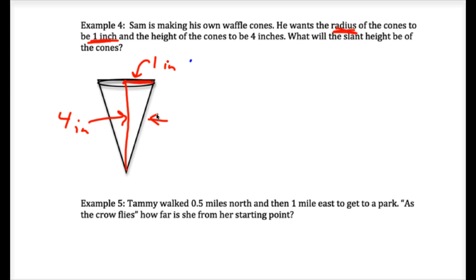Jackson, what variable do you want to call the slant height? C. Pretty smart because it is the hypotenuse. Okay, you can call it anything you want. We're going to call it C. Jackson, write the equation to figure out C. 1 squared plus 4 squared equals C squared. Nice. Hopefully you do not need your calculator on this problem.